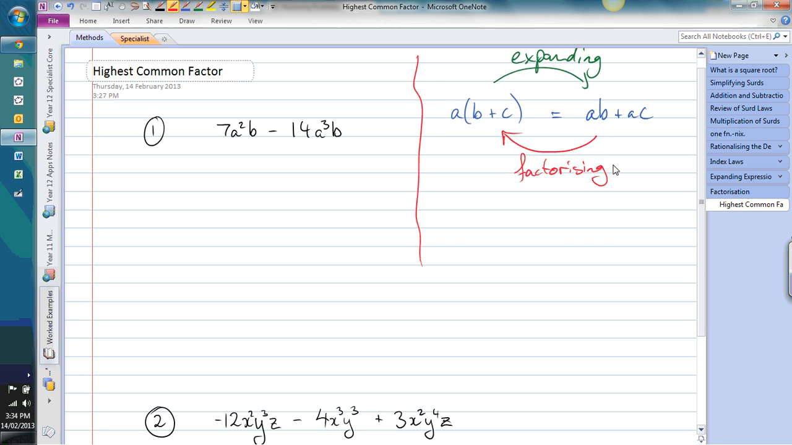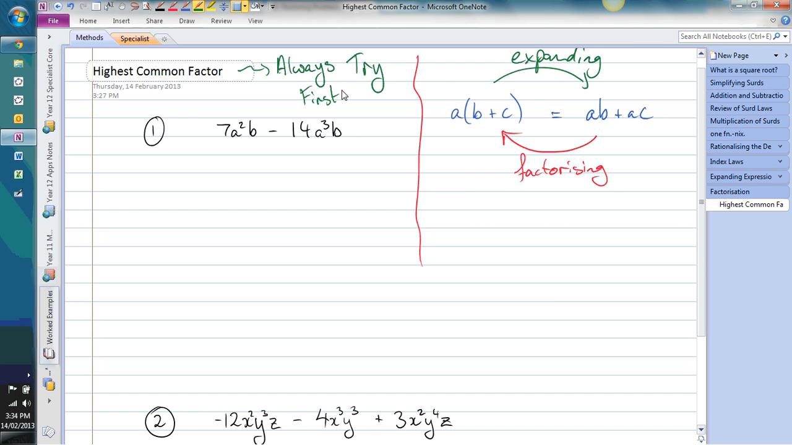Now, the problem with factorizing is it's often not as easy to factorize something as it is to expand it. The first method we're going to look at for this is called the highest common factor, and you should always check if this can be done. Always try this one before any other factorization methods that we're going to do later. The reason we want to do that is if we do the highest common factor, it makes the other methods easier.